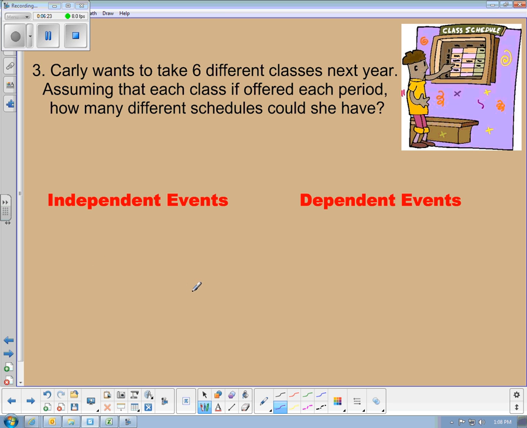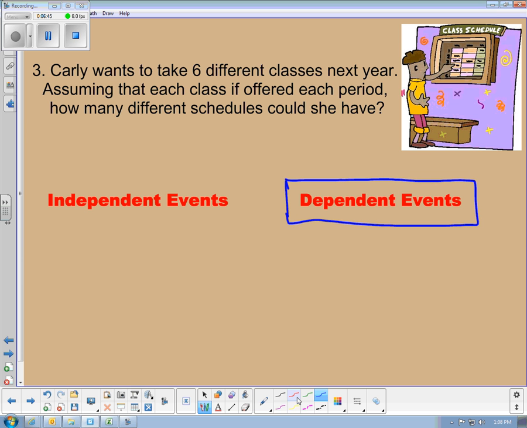Let's say you picked math to be your first hour of the day. That means math is now no longer one of your choices for the rest of your classes. Then let's say your next class is science. Now, science is no longer one of your choices for the next class. So it does affect the other because you're reducing the number of choices each time you assign a class. So these end up being dependent events.